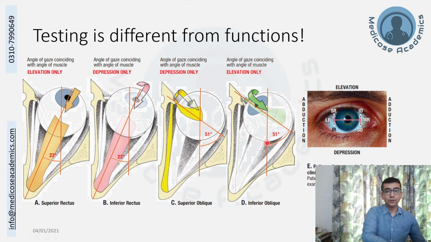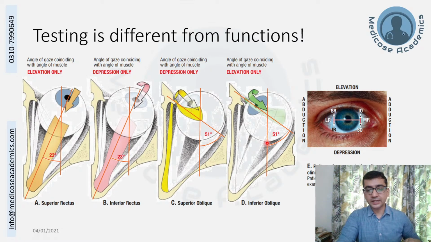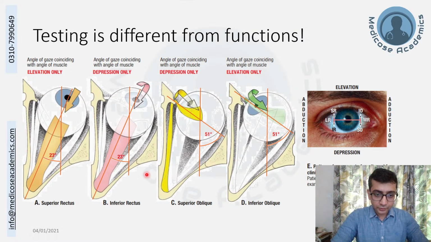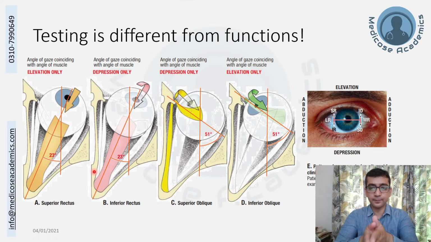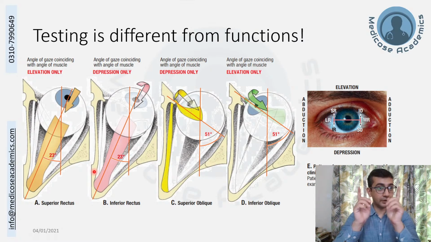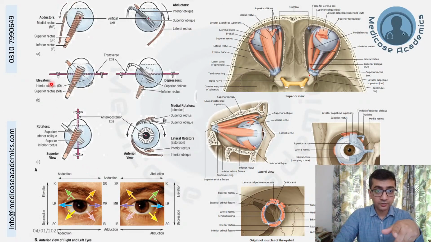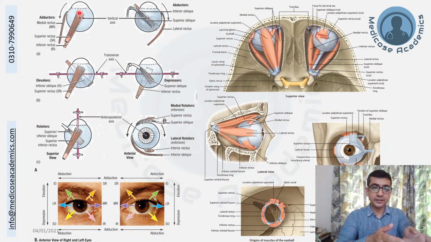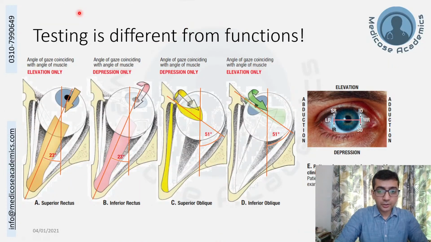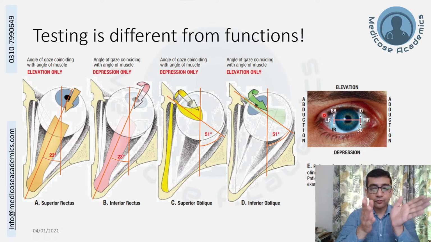So that is why clinical testing is different from functions. In 5 to 6 years of my teaching anatomy, I have seen a lot of students getting confused at this point. So keep the functions separate from the clinical testing. When talking about the function of the superior rectus, we mentioned that it was moving the eye medially and upwards. But when talking about clinically testing the superior rectus, we said that we ask the person to look laterally and upward.